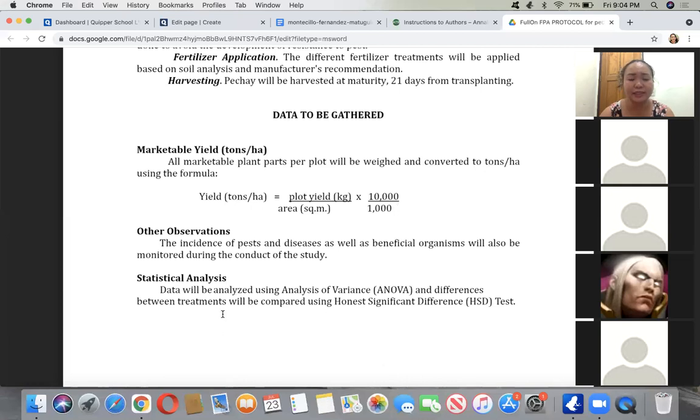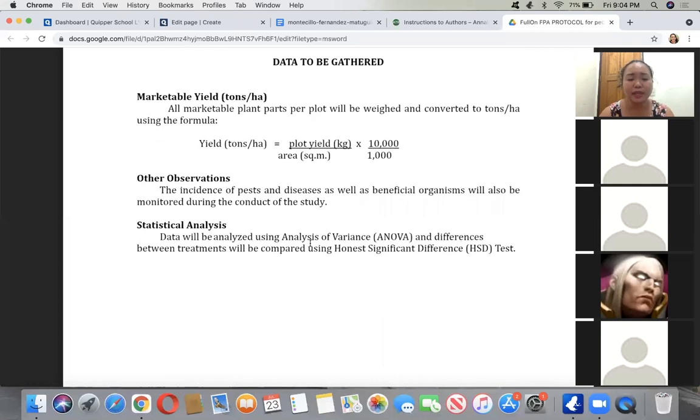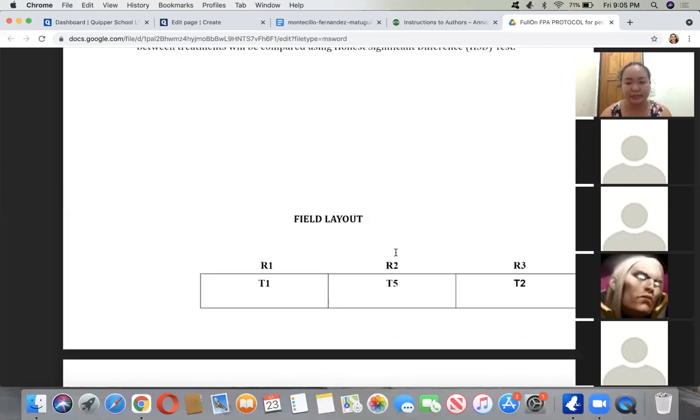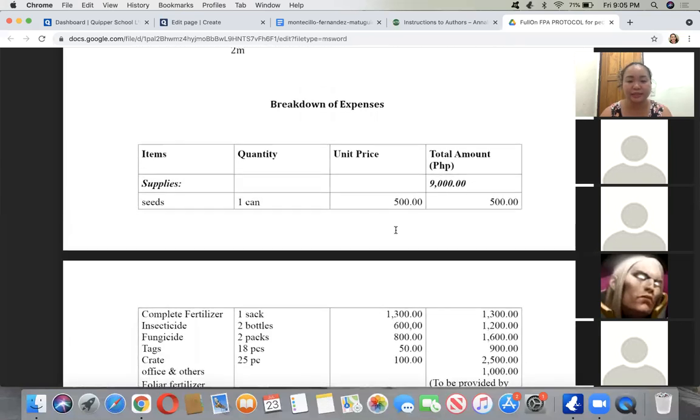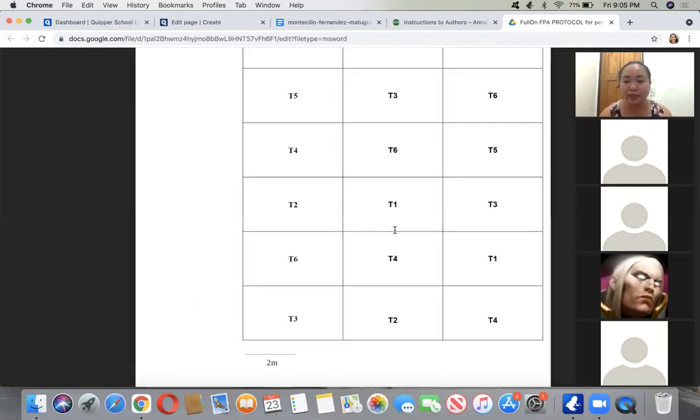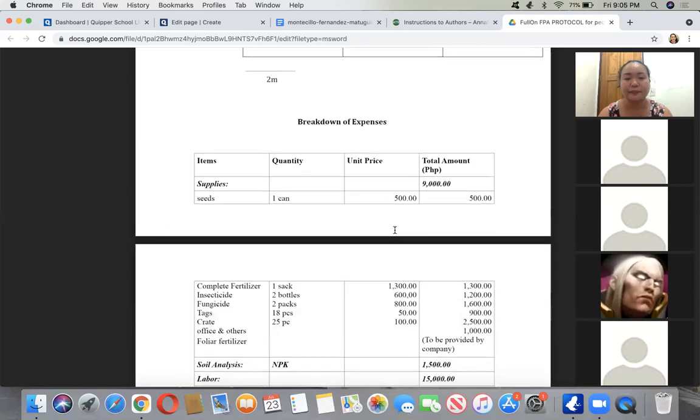And then the statistical analysis. Data will be analyzed using analysis of variance, and differences between treatments will be compared using a significant difference test. So that ends our protocol na sa FPA. Actually, pwede naman maging researcher.